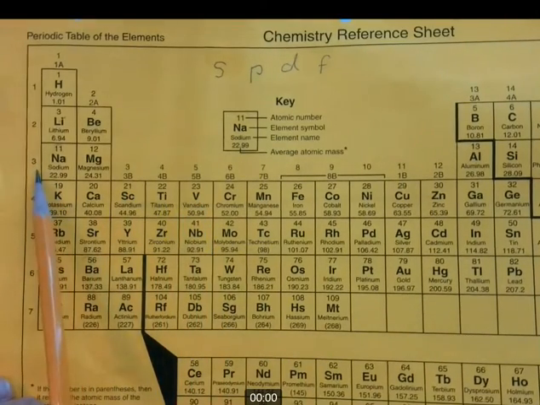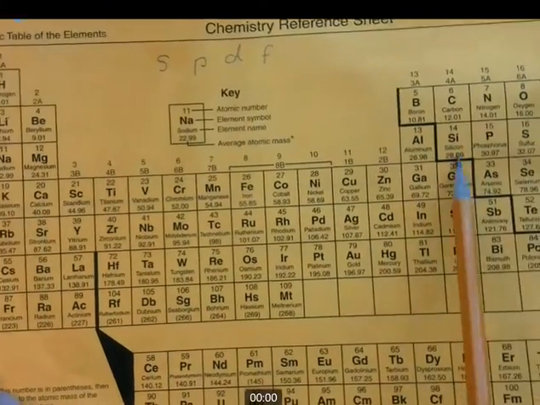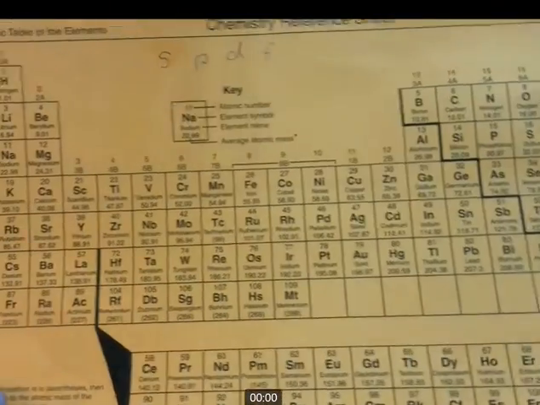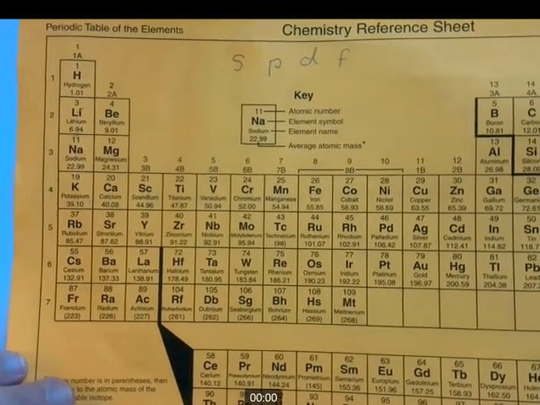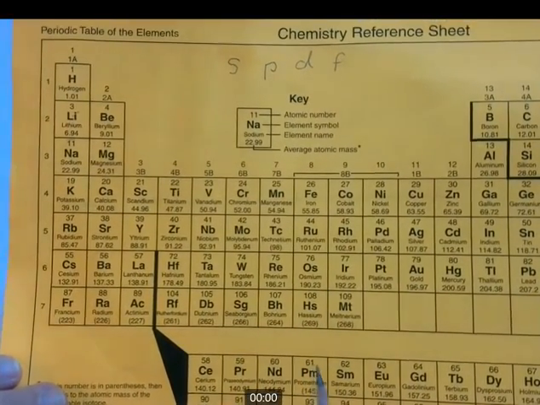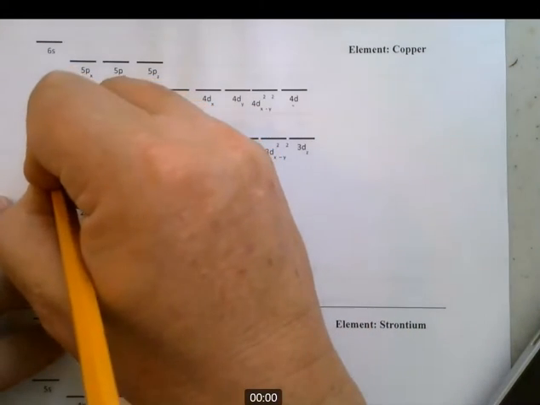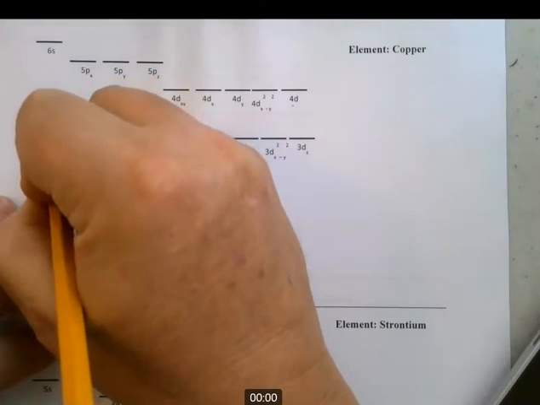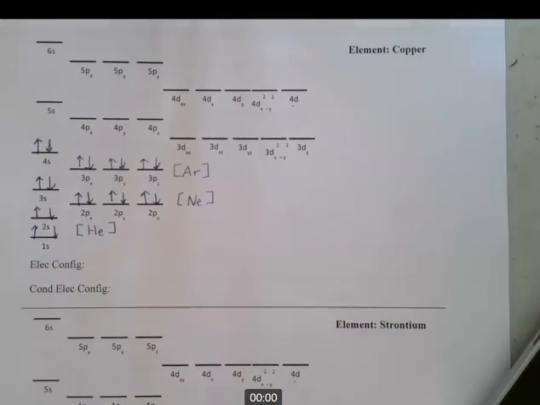So if you're talking about the third row, here's the 3s orbital right here. Here's the 3p orbital over here. Both are in the third row, but the 3d orbital appears down in the fourth row. It's one row down. So what's going to happen here? We're going to put a down electron here, and you'll see why I'm doing this in pencil in just a minute, because we're going to need to erase something.